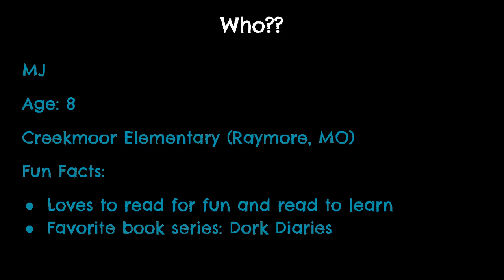For this Procedure 3 administration, I chose MJ. For the purpose of this assignment, I will refer to the student as MJ throughout the entire time. MJ is an 8-year-old female student in 2nd grade. She lives in Raymore, Missouri, and she attends Creekmore Elementary. She is in a class with 13 boys and 11 girls.